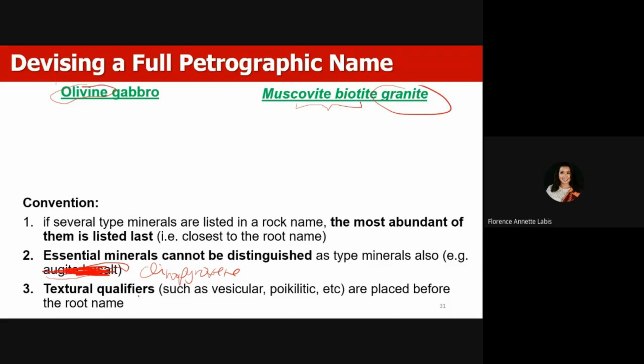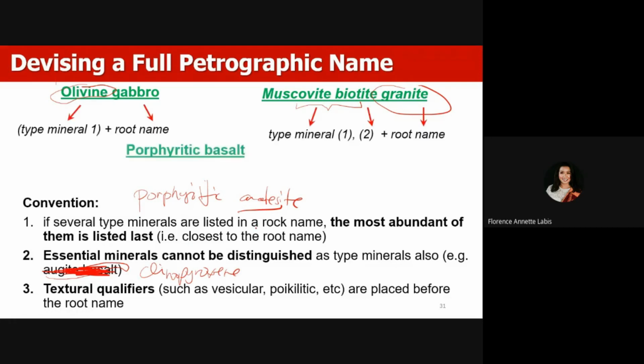Third, textural qualifiers such as vesicular, poikilitic, etc. are placed before the root name. So you might have heard the term porphyritic andesite. It usually comes before the root name andesite. Or porphyritic basalt. We have the qualifier here, porphyritic, and the root name basalt. I hope this is clear and you understand how we devise the petrographic name of a sample.